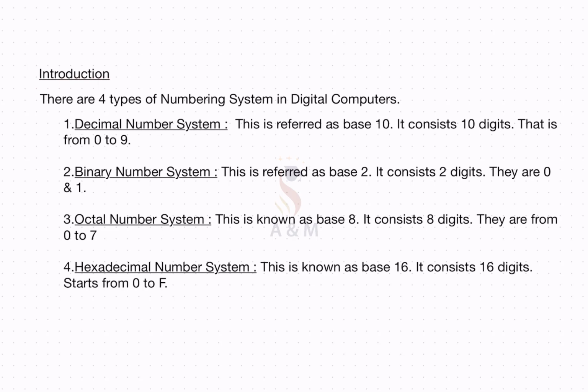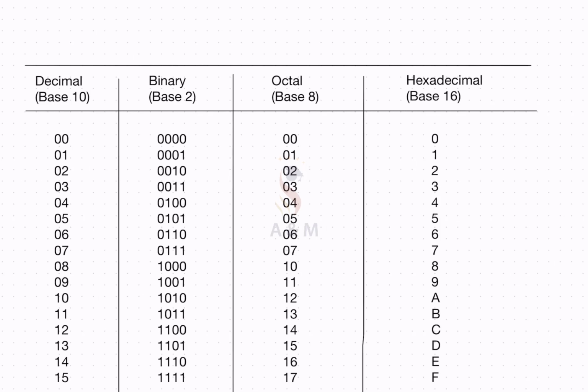Introduction. There are 4 types of numbering system in digital computers. First one, decimal number system. This is referred to as base 10 and consists of 10 digits, that is from 0 to 9. In this table, the column decimal represents the decimal numbering system, which is also base 10. It contains the values 0 to 9. Later onwards, the 10 is the combination of 1 and 0.